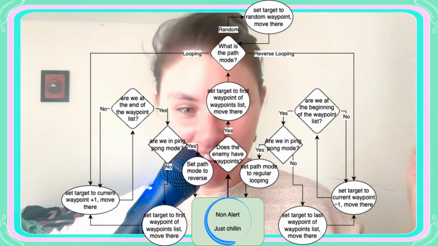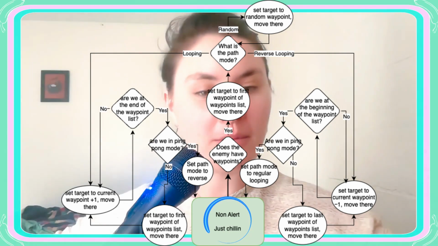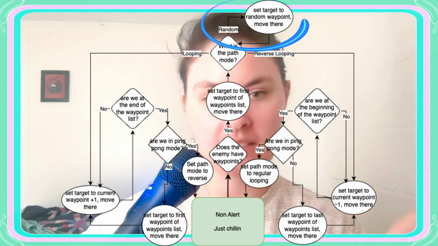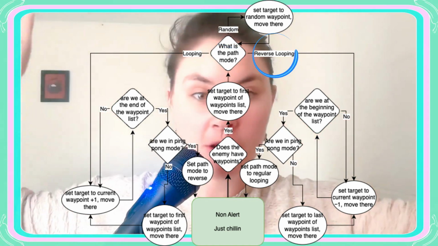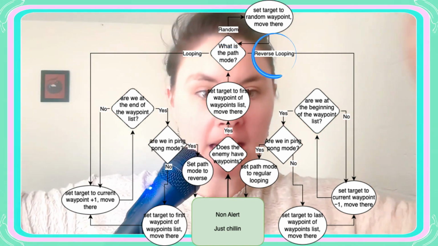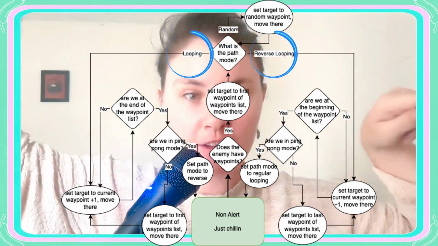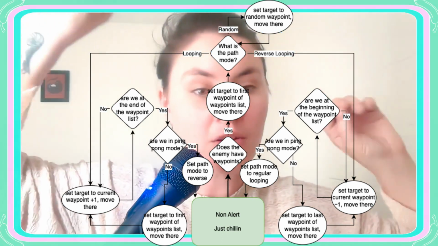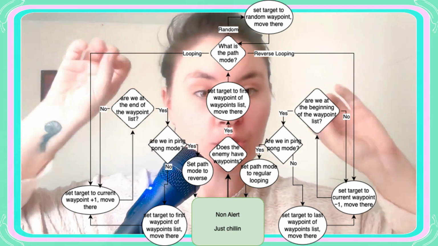waypoints. So we start in the non-alert state. We're checking if the enemy even has waypoints. If it does, we're checking for random, which is not random this time. After that, we're checking the next mode, which is it reverse mode, right? And those are the two ones that we're now entering into, either looping or reverse looping. And either one, please notice there's a new checkpoint.